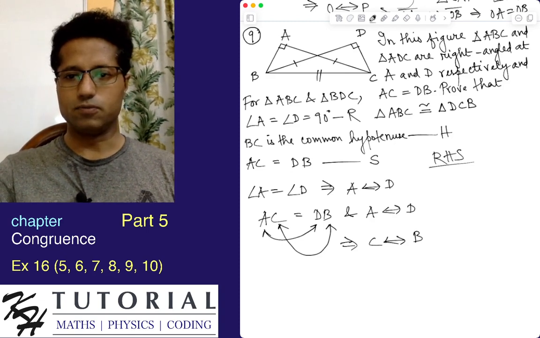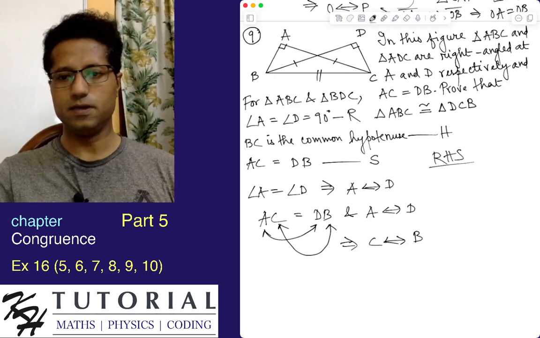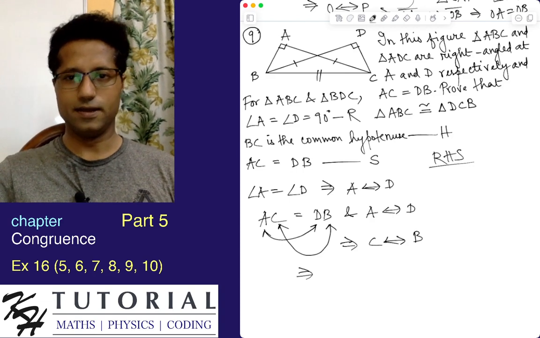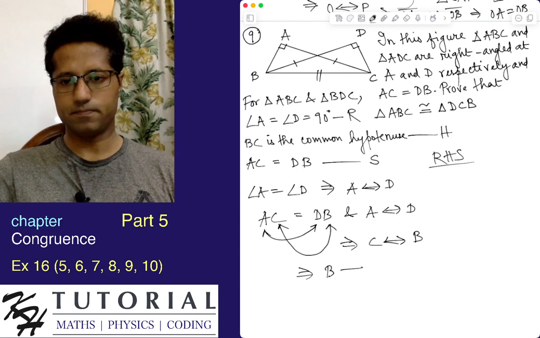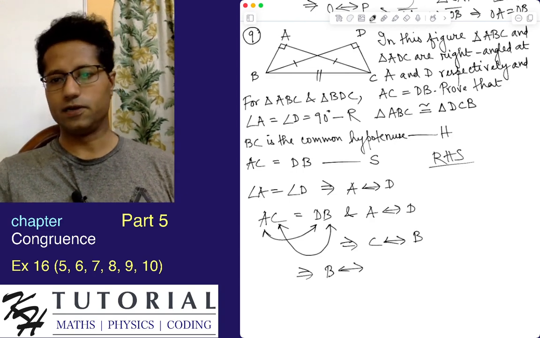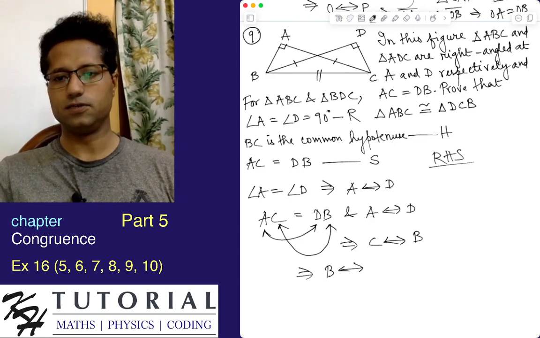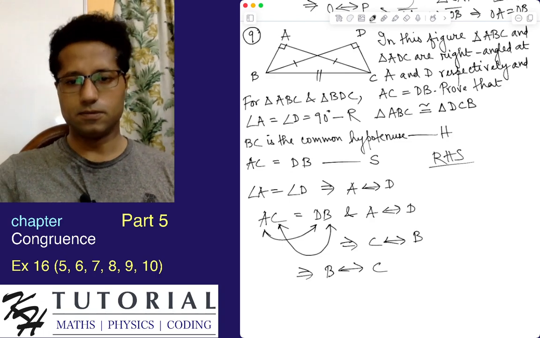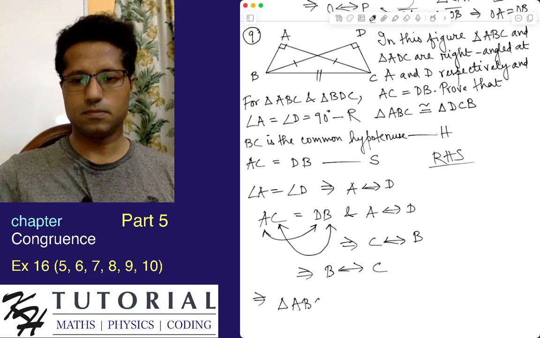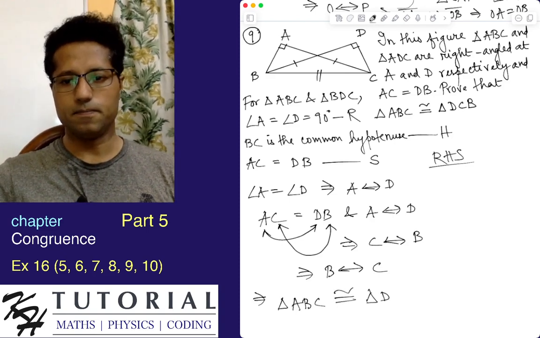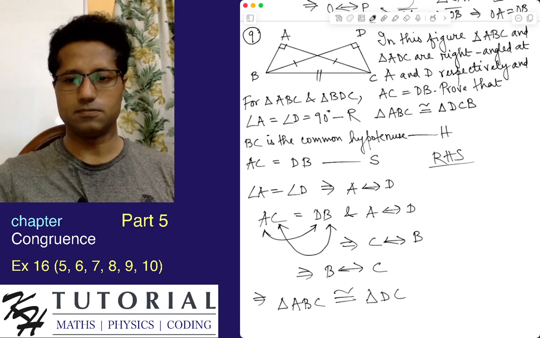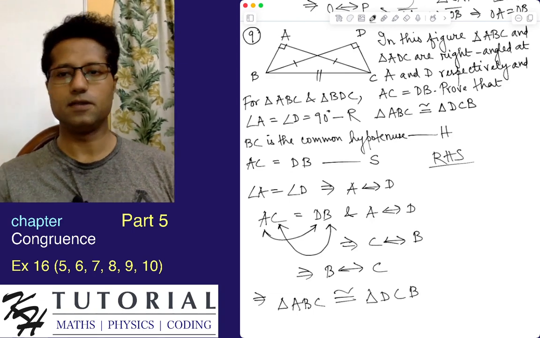So A is mapped to D, C is mapped to B. So in triangle ABC, the vertex B has to map to the leftward vertex in triangle BDC, which is C. So this implies triangle ABC is congruent to triangle DCB: A is mapped to D, B is mapped to C, and C is mapped to B. Hence it is proved.